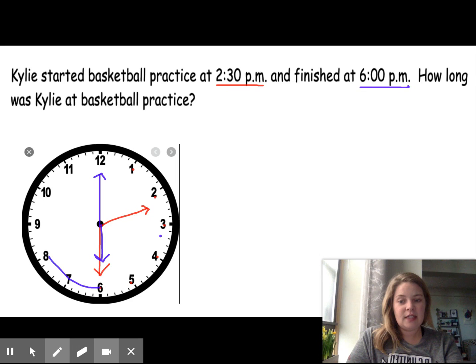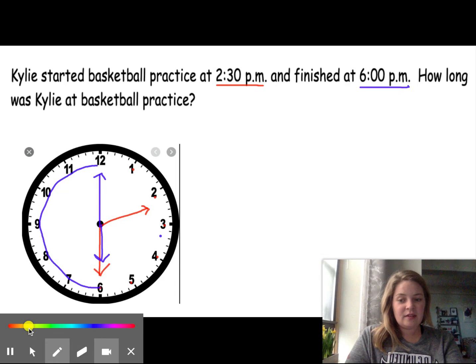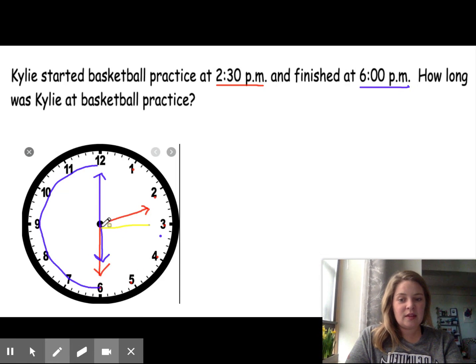5, 10, 15, 20, 25, 30. 30 minutes. And all of a sudden, that red hand is where that blue hand is. When we do that, we know that our hour hand also moves to the 3, because when our minute hand gets up to the 12, the hour hand moves 1 hour. And now we want to get it to 6, so we're going to count our hops.